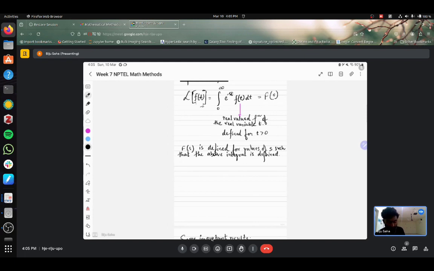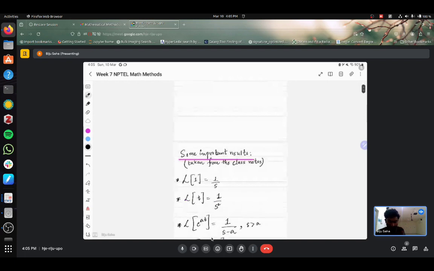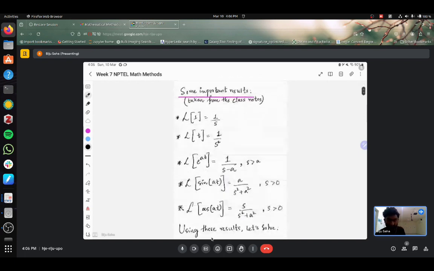The s is that value for which this particular integral is defined. There will be certain values of s for which the integral will not converge, it will diverge. So we are not considering that range of s, but only the range of s where the integral clearly converges. That is the restriction on s. This is how we obtain a Laplace transform for a function f(t). We perform this integral and obtain the Laplace transform. I have taken a few examples that were discussed in the class notes itself.